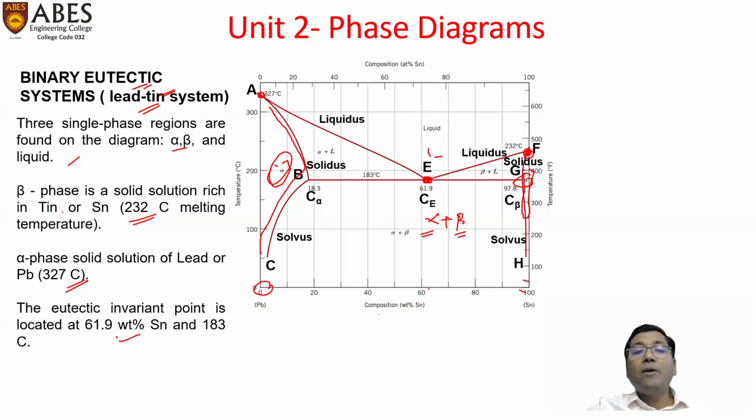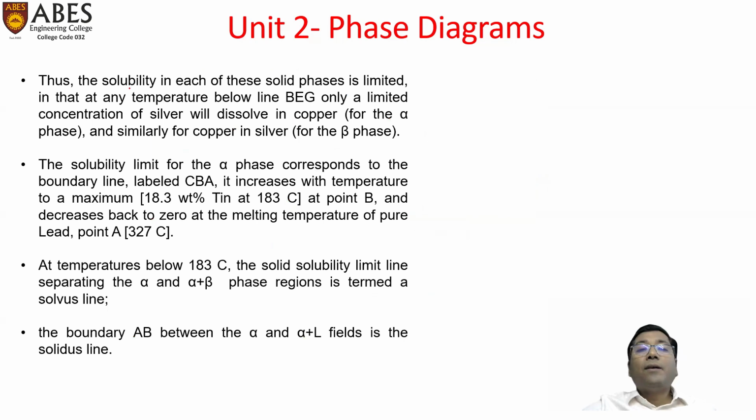So 61.9 weight% tin is here, this point, and the temperature 183 degrees Celsius we can mark over here. This point we can locate. This is the eutectic point or invariant point. At this point, as we discussed just now, this liquid will transform into alpha plus beta. Since we are discussing the eutectic system, this eutectic point or invariant point is of prime importance. Let us see one by one.